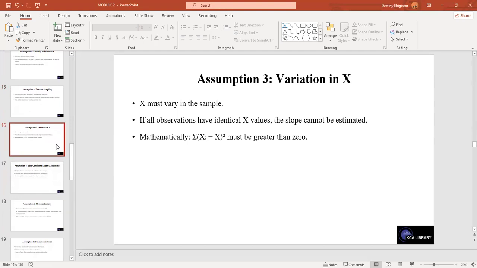Assumption 3, there is variation in X. X must vary in the sample. If all observations have identical X values, the slope cannot be estimated. Mathematically, this expression must be greater than 0. That is, the summation of X minus X bar squared must be greater than 0.